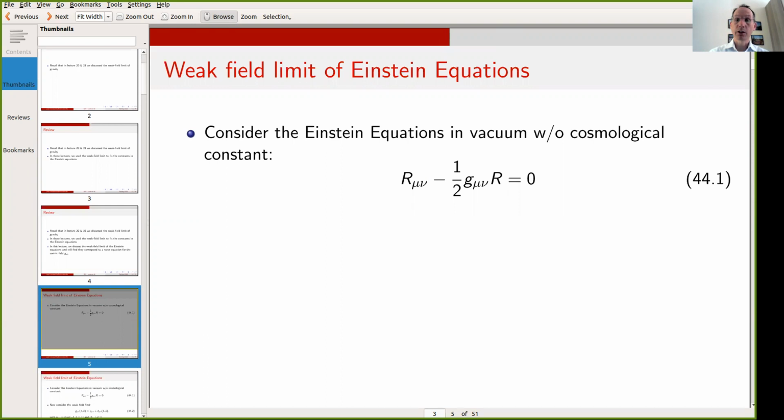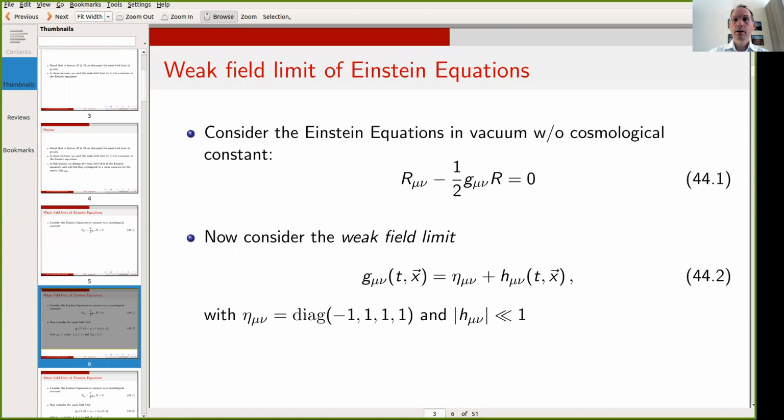We are dropping the cosmological constant and we are dropping the energy momentum tensor term. So basically we are looking for Einstein equations in pure vacuum. Recall that the weak field limit is defined as the metric field, which can depend on the coordinates, as some background metric, which is Minkowski space, here denoted as eta mu nu, and it's just the diagonal matrix with plus or minus 1 on the diagonal.